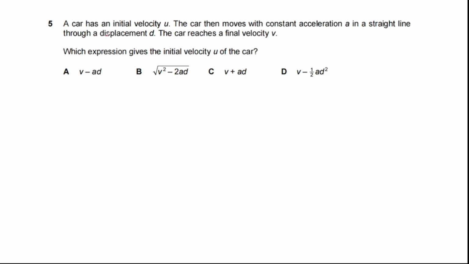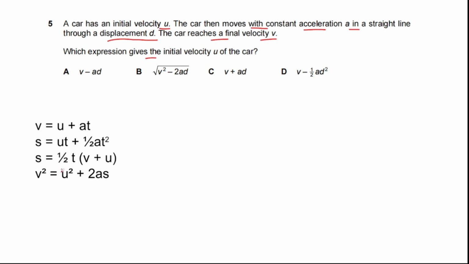Question number 5. A car has an initial velocity u. The car then moves with a constant acceleration a in a straight line through a displacement d. The car reaches a final velocity v. Which expression gives the initial velocity u of the car?